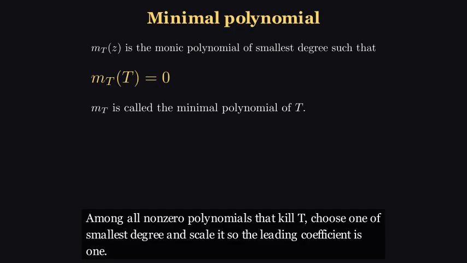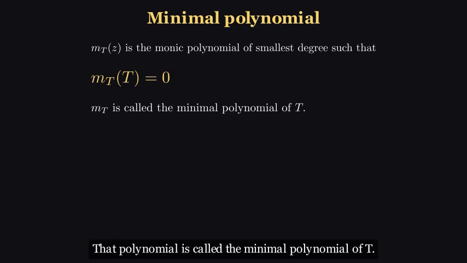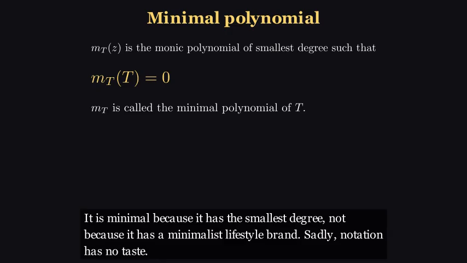Among all non-zero polynomials that kill T, choose one of smallest degree and scale it so the leading coefficient is 1. That polynomial is called the minimal polynomial of T. It is minimal because it has the smallest degree, not because it has a minimalist lifestyle brand. Sadly, notation has no taste.